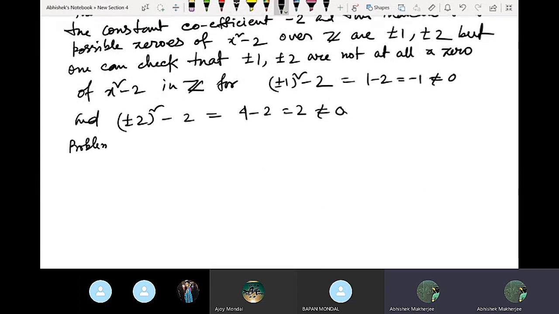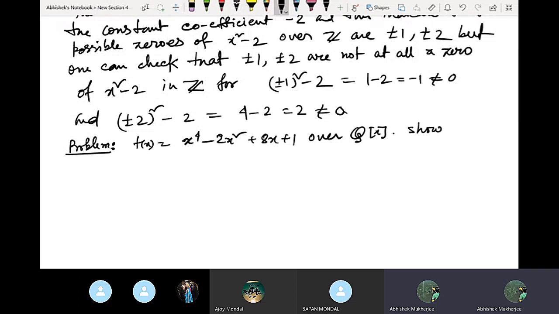Now problem, just do it on your own. If we consider fx is x to the power 4 minus 2x square plus 8x plus 1 over Qx, show that fx is irreducible.